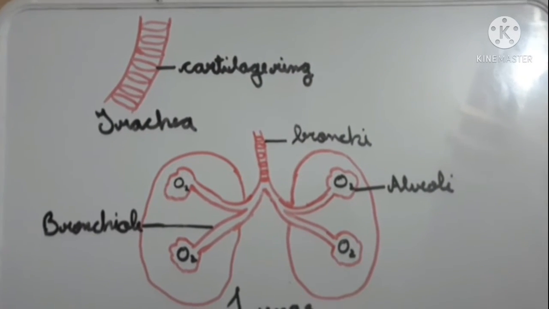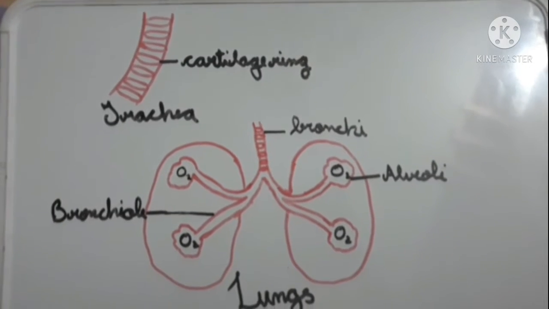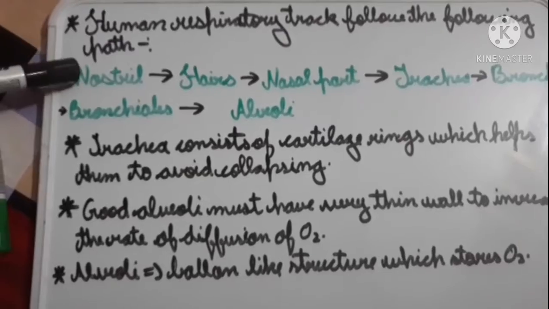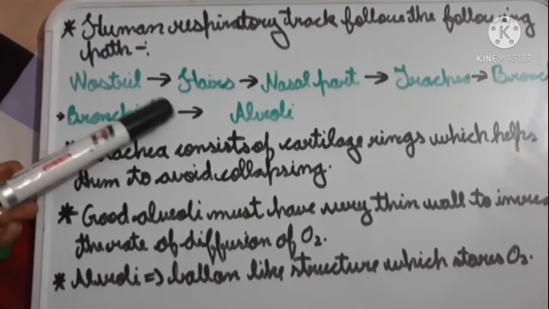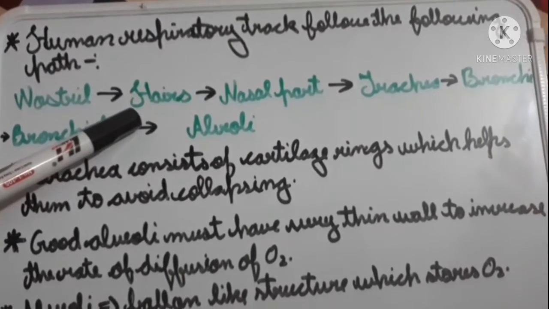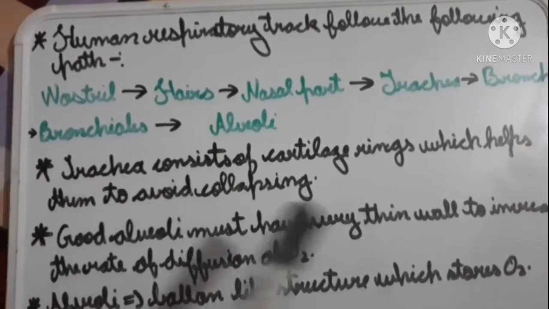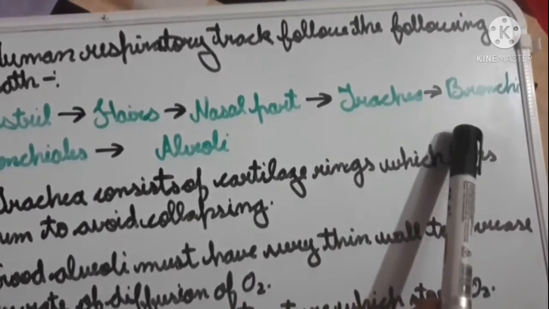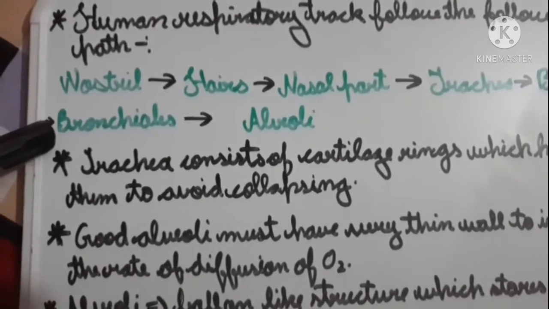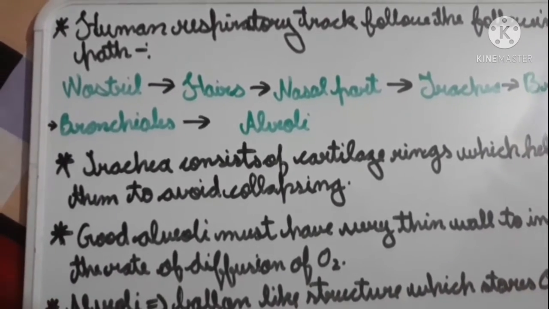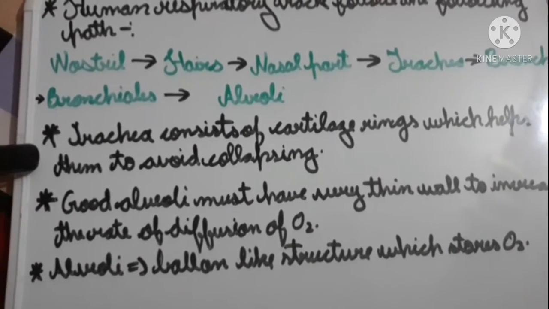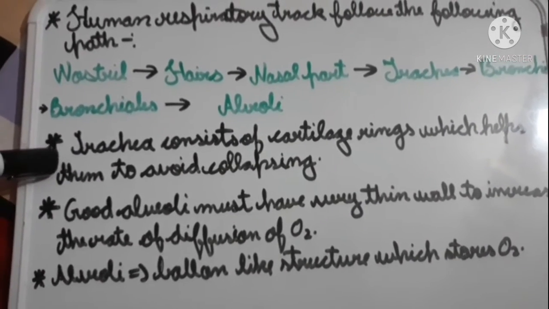Now let's learn about the human respiratory tract in detail. The human respiratory tract follows the following path: from nostrils to hair, hair to nasal part to trachea, from trachea to bronchi, bronchi to bronchioles, and from bronchioles to alveoli. This is the path of the human respiratory tract.